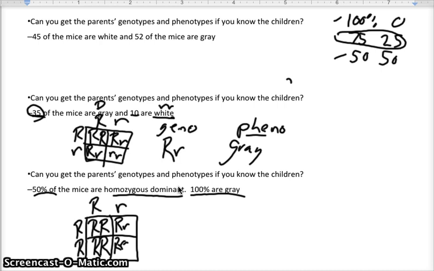All right, so this one's a little bit trickier, but if you just use some reasoning and draw out your Punnett squares, you should be able to figure it out. Oh, and I never wrote down the genotypes for the parents here. They would be big R, big R, and big R, little r. And the phenotypes would be, they would all be gray.